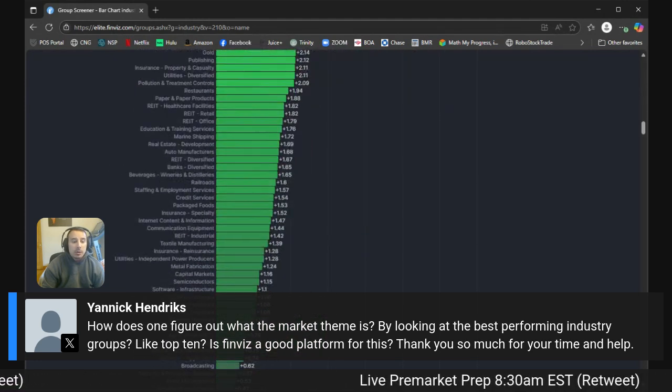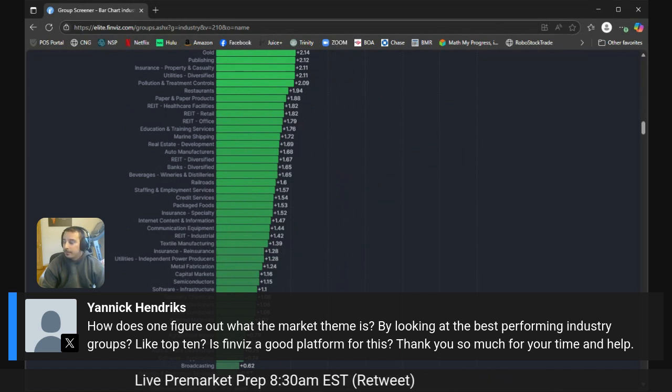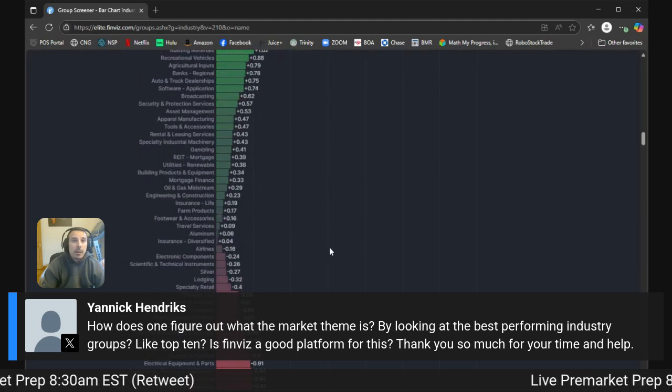Yes, I like CrowdStrike. It looks like a cup and handle, but it needs to start going. If it can't get going soon, then I've got a problem.